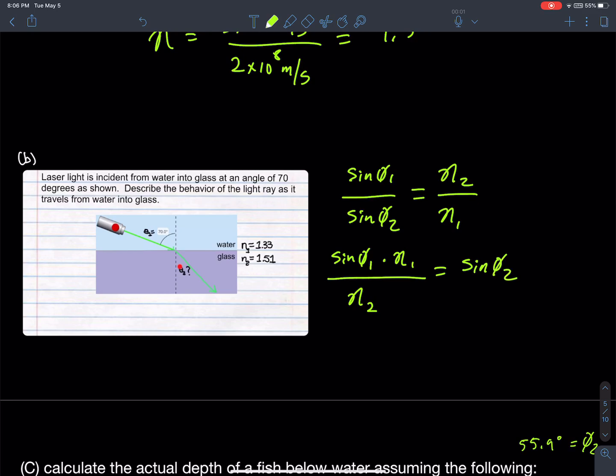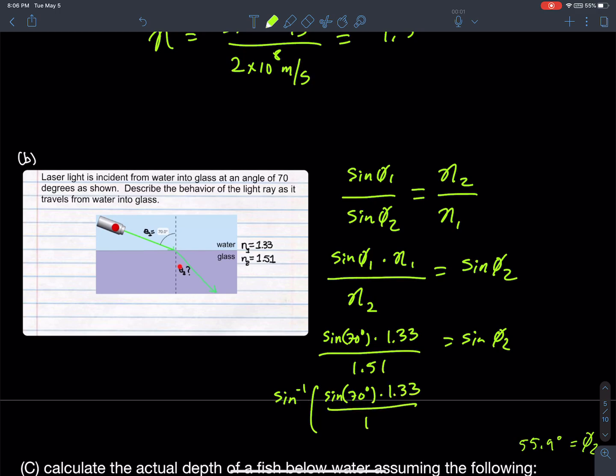Now that we've rearranged the formulas, I can plug everything in. Sine of 70 degrees times 1.33 divided by 1.51 is equal to sine of theta 2. And then if I do the inverse sine of everything that's above, I will get 55.9 degrees. Something that I've solved before doing this, so I didn't waste our time.